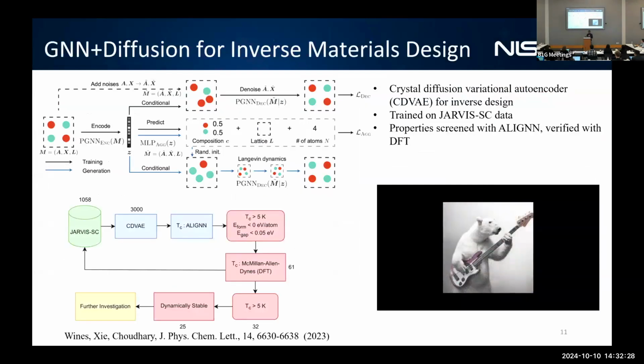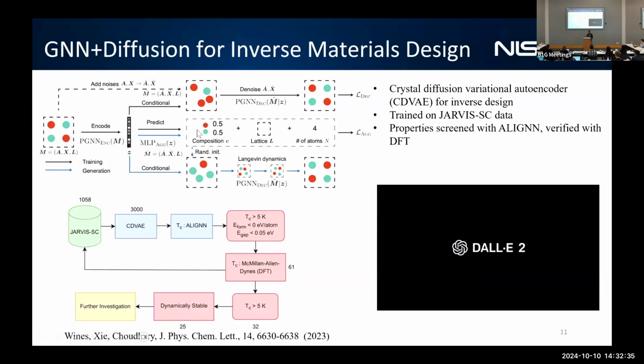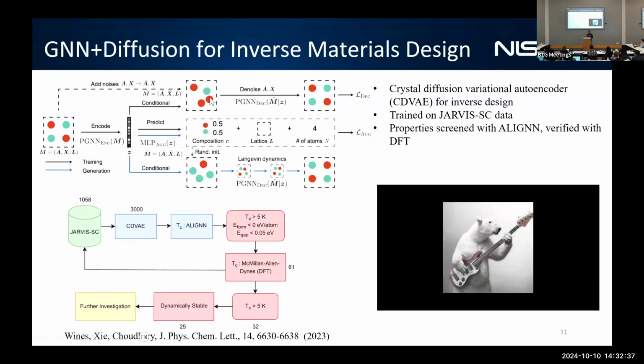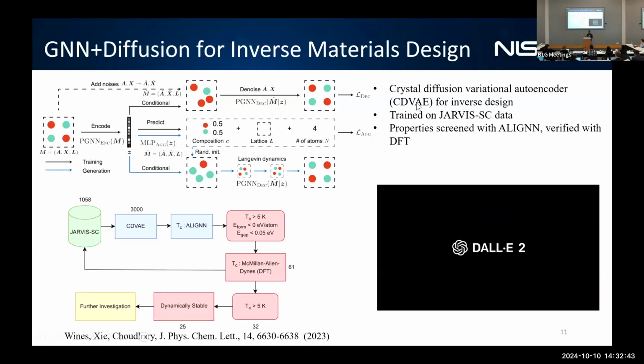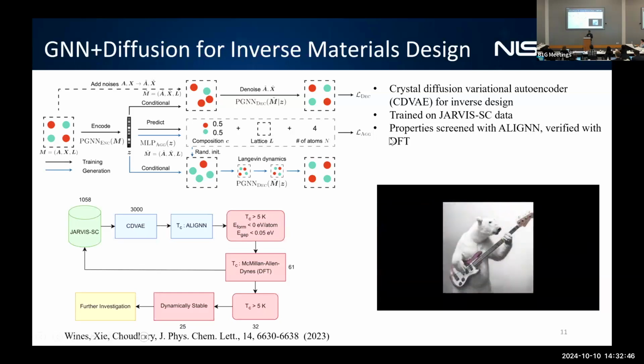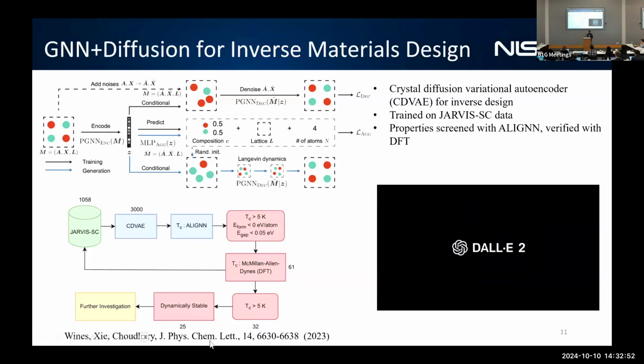You can also use this for inverse design. So this was the idea. You can take the graph network, and from the hidden features, you can predict the lattice constant, elemental type, and coordinates, and you can denoise it to predict new structures. This was a model called CDVAE, and we used this to generate new superconductors, which is available in the Journal of Physical Chemistry Letters article last year.